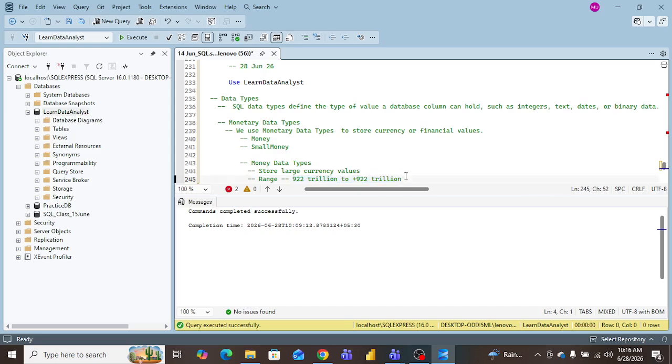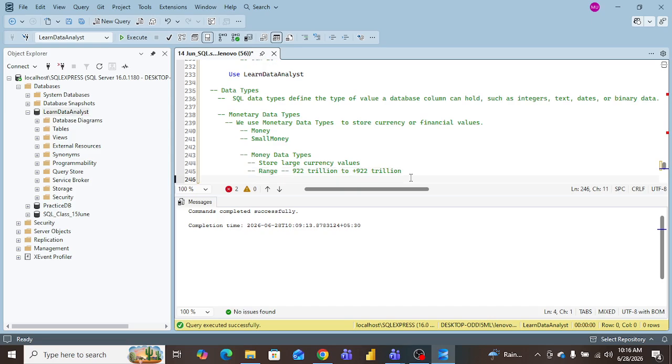So in money, how many digits are required as per the 922 trillion? What is a trillion? This is a number and this is a trillion. So how many zeros come in a trillion? You have to count and use them accordingly. And then, what is the precision?